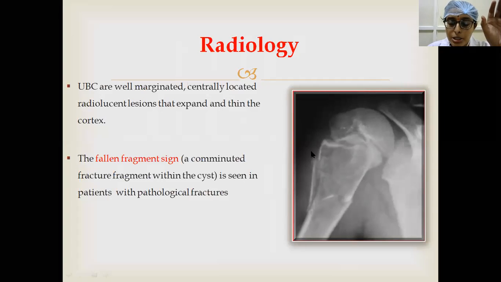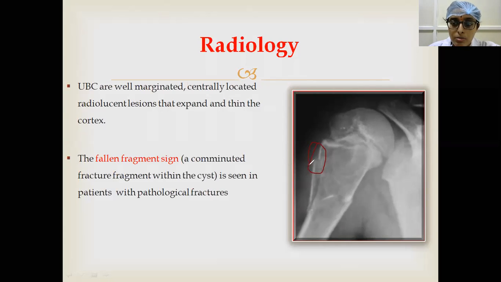And here you can appreciate one thing. There is a fracture here. I am showing it with the cursor. So here you appreciate a fracture, and that comminuted piece of the fracture has fallen into the cavity. I am showing it with red color here. So this sign is called the fallen fragment sign. It has fallen down here, so it is called the fallen fragment sign, which is pathognomonic of UBC.